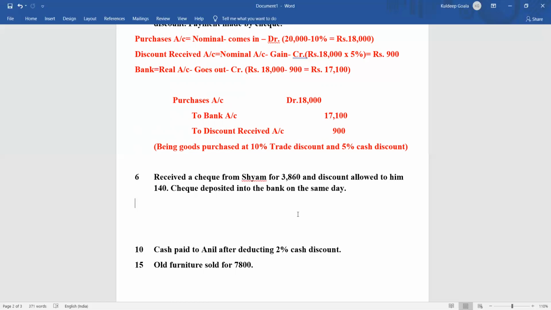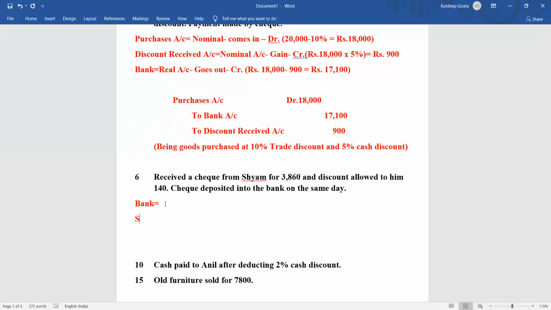So what will happen here? Received a check from Sham rupees 3,860. So first item what we are getting? Check. Received check means we will take bank. Since we have already seen that it is not related to check in hand because we are not keeping the check in our hand, we will take the bank directly. So first item we got is bank.